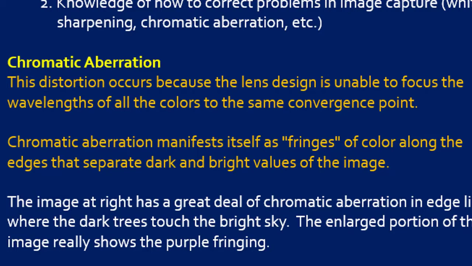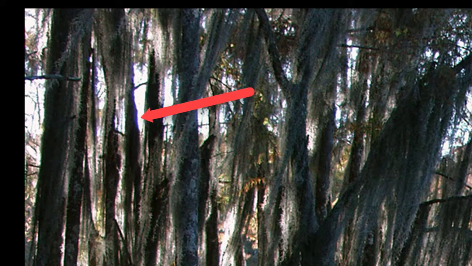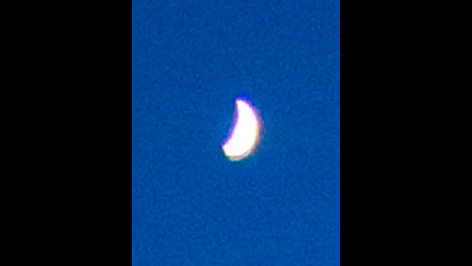Chromatic aberration occurs because the lens design is unable to focus the wavelengths of all of the colors to the same convergence point on the sensor. It manifests itself as fringes of color along the edges that separate dark and bright values of the image. In this enlarged photograph of the moon, we see some serious chromatic aberration, as well as a very descriptive problem called blooming. Now, you can use image editing software to correct some chromatic aberration, but your best bet is to use smaller lens openings and higher quality lenses.